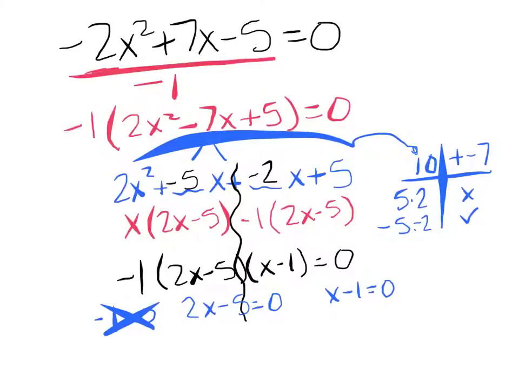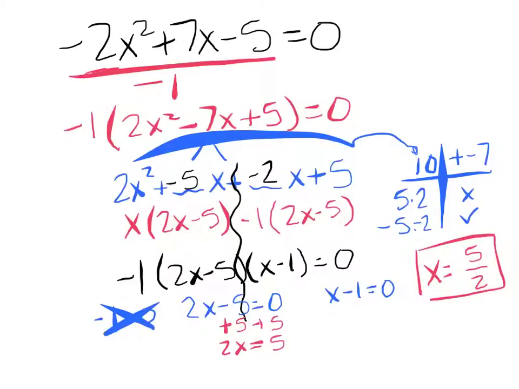I need a new color. So I'm going to add 5 to both sides for this one. You get 2x equals 5. Divide both sides, and one of your solutions is x equals 5 over 2. We can get the second solution by adding 1 to both sides for the second factor, and you get x equals 1. So this parabola has two x-intercepts. It has an x-intercept at 1 and another x-intercept at 5/2.